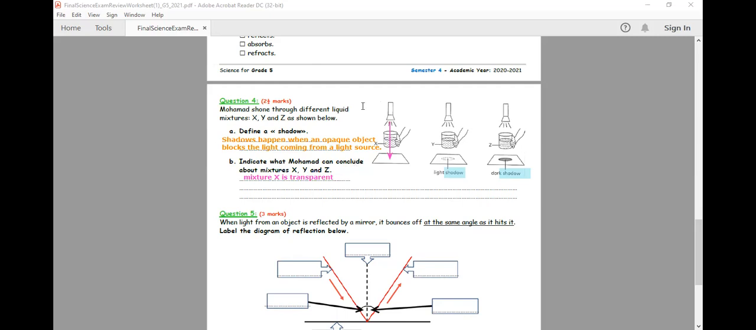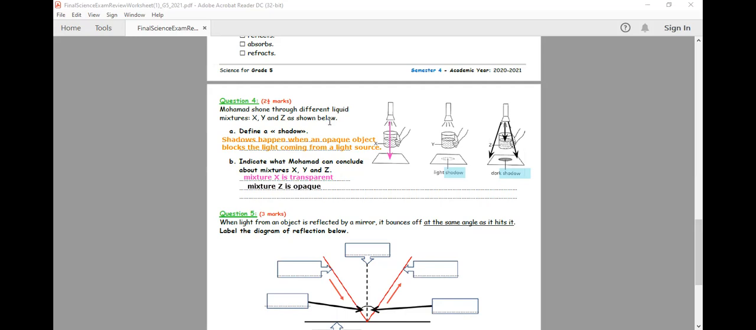The last one, mixture Z. Mixture Z is opaque because it's blocking light. The light can pass this way, but it cannot pass through the mixture. So mixture Z is opaque since there is a dark shadow and it doesn't let light pass through. Mixture Z is opaque.